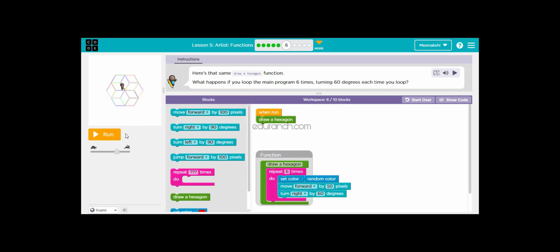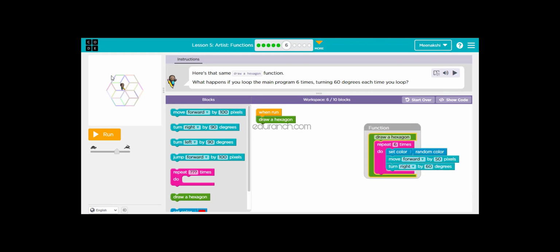Now we have a pattern here, and if we look closely, there are hexagons again. 1, 2, 3, 4, 5, 6. There are around 6 hexagons.